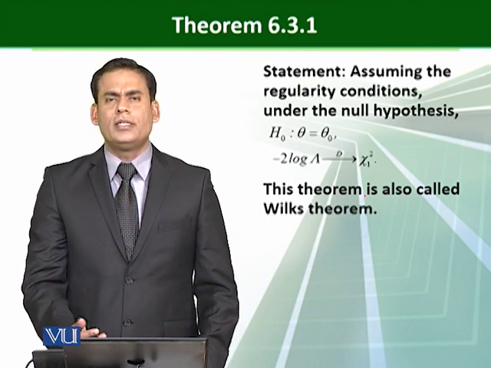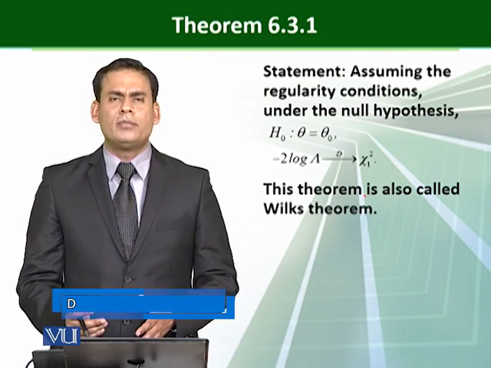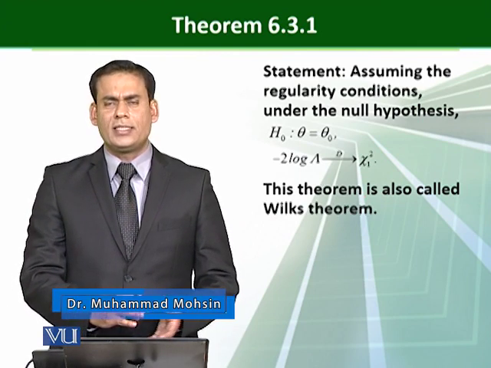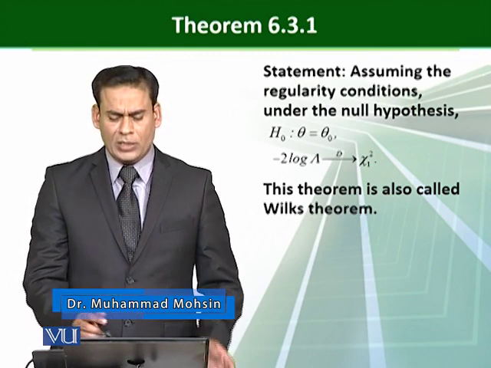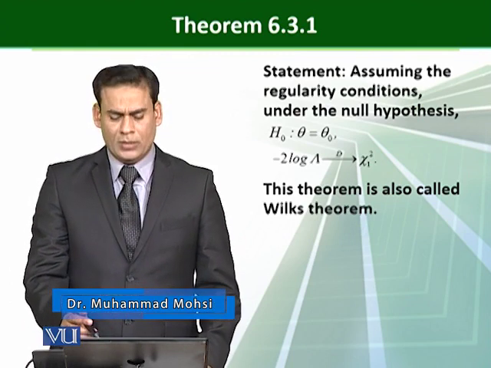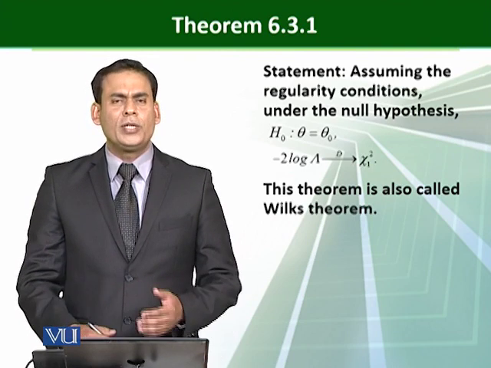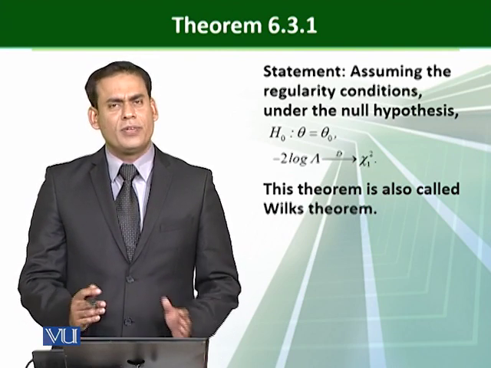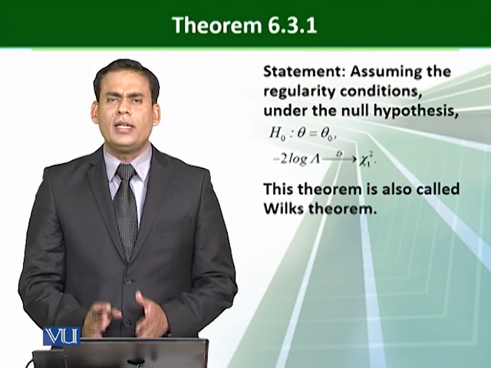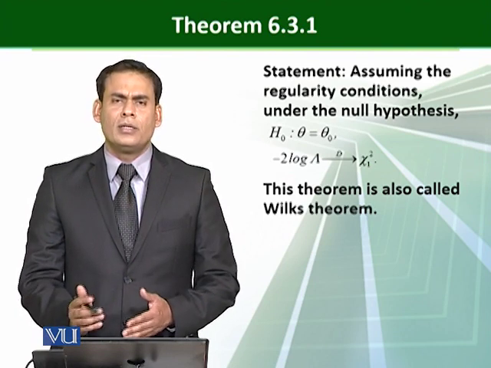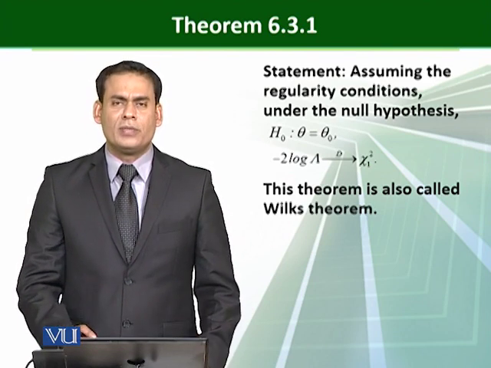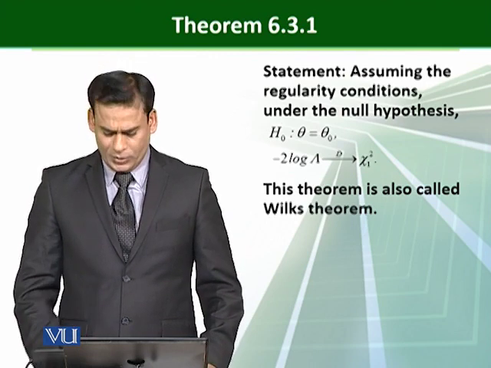That is a very important result, and you can see that in many problems, in most of the cases, the statistic turns out to be chi-square distributed if we have this type of form. So this theorem is also called Wilks' theorem. We are going to prove this theorem because this is a very important result and it is used in many problems for application purposes. So how do we proceed?